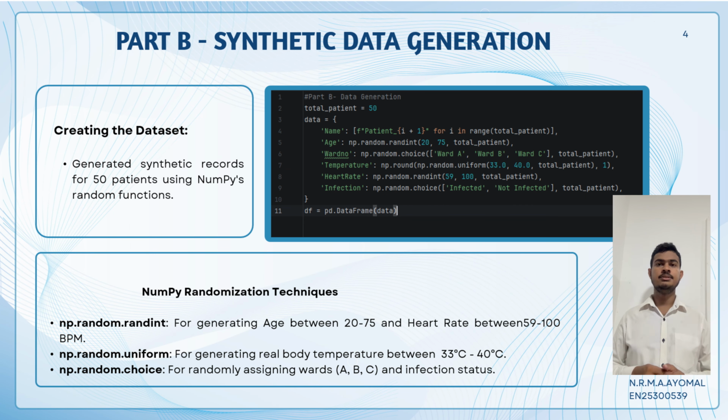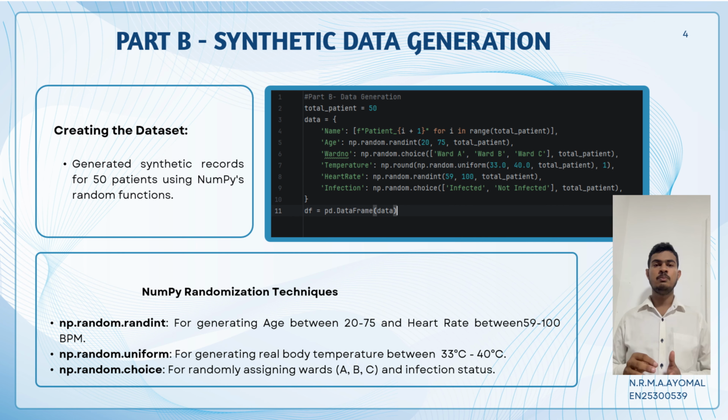Part B, synthetic data generation. In this part, we create data for 50 patients using NumPy random functions. First, we use np.random.randint to create random age and heart rates.